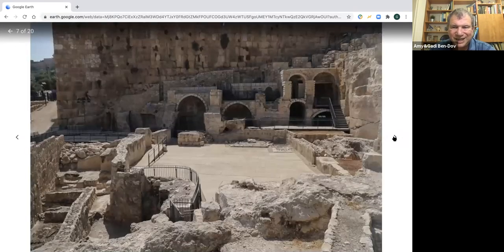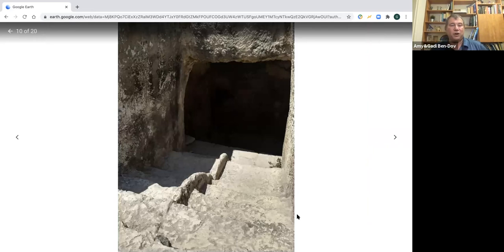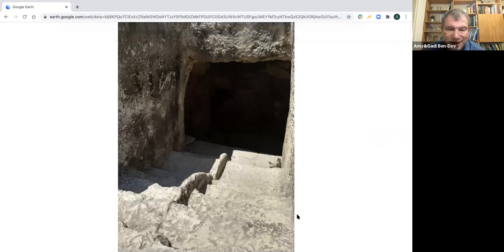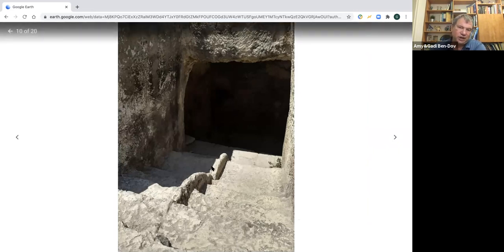We found dozens of mikvaot. I know there's a picture here somewhere. Here we go. Mikvaot, or a mikveh. And these are industrial size mikveh. You see with a separation in the middle. Why is there a separation?